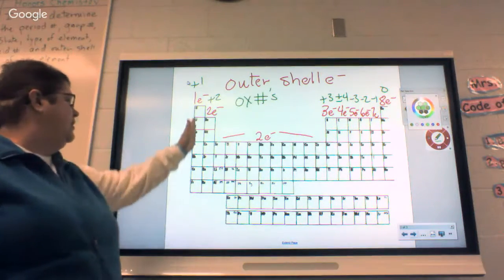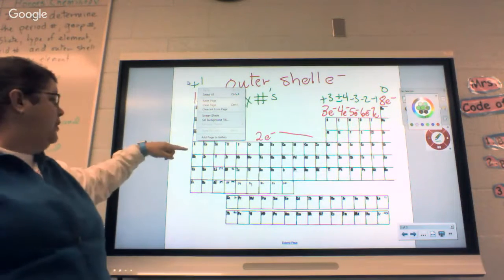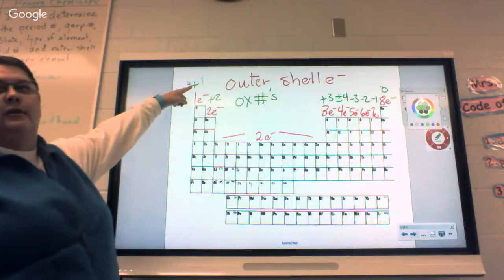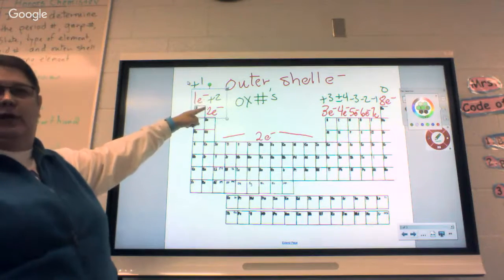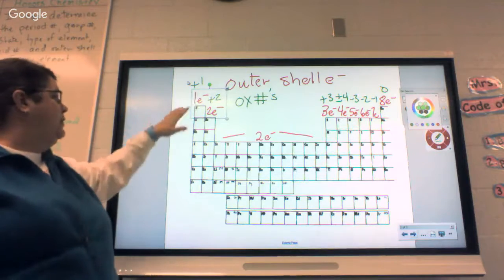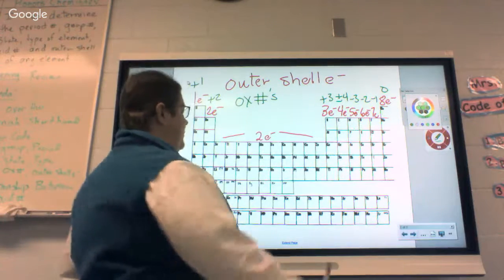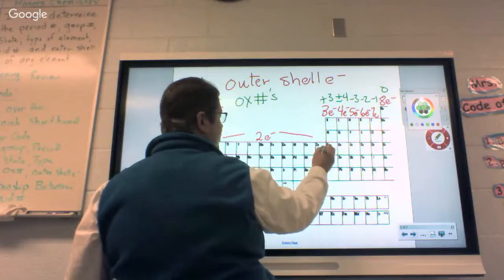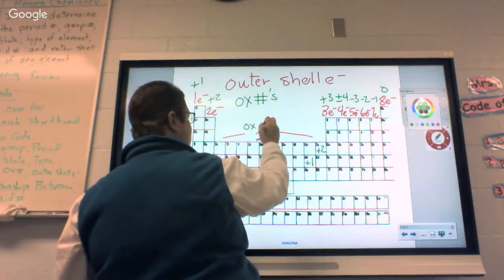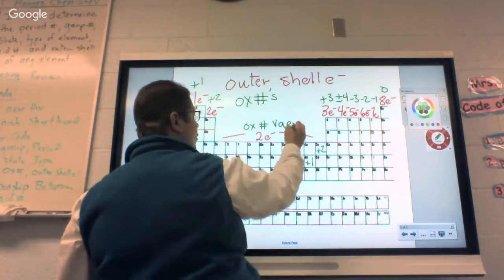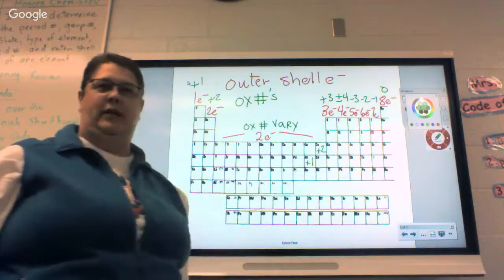Everybody in group 1 has an oxidation number of what? +1. If you look on your oxidation sheet and you look up sodium, its oxidation number on the chart is +1. Everybody in group 2 has an oxidation number of +2. If you look it up on your oxidation sheet, those elements have a +2 listed. Zinc has a +2. Silver has a +1. Everybody else's oxidation numbers through here vary, so I have to give you a Roman numeral for the transition elements. Zinc's is a +2 and silver's is a +1.